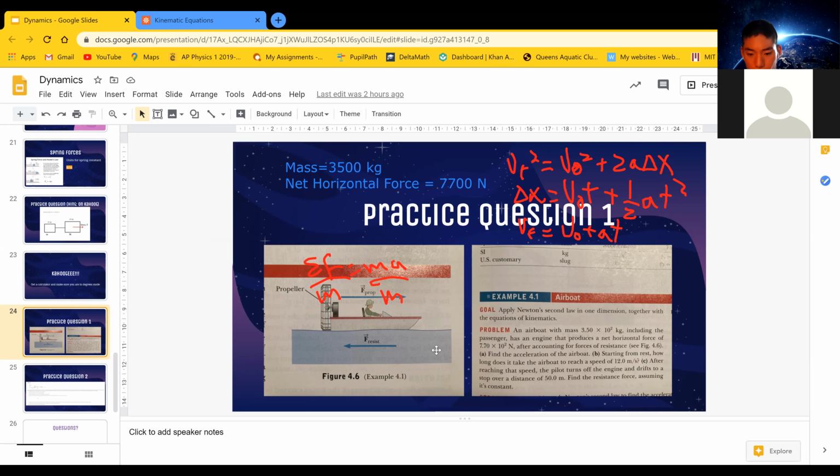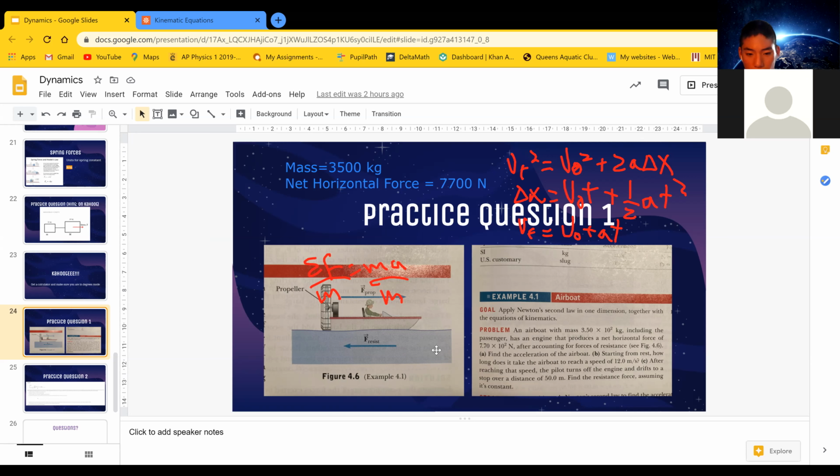Okay, so it says a net horizontal force of 7.7 times 10 to the second power newtons. So that's the net magnitude. After reaching that speed, the pilot turns off the engine. That means the engine itself does not produce a force anymore. So the only force is the resistance force, and it drifts to a stop over a distance of 50 meters.